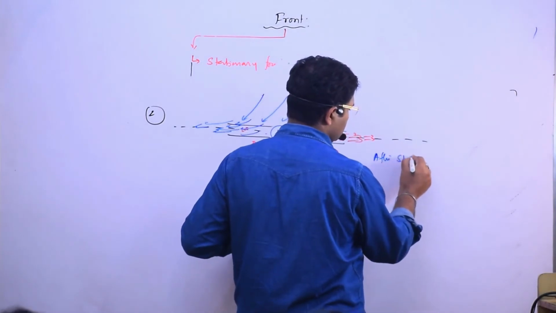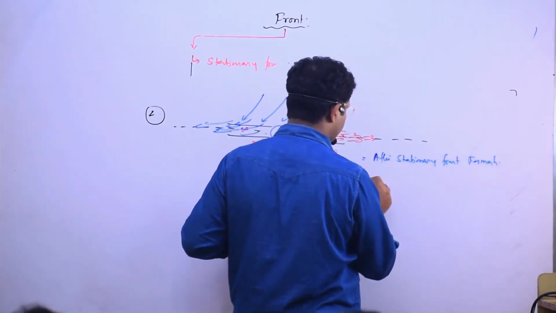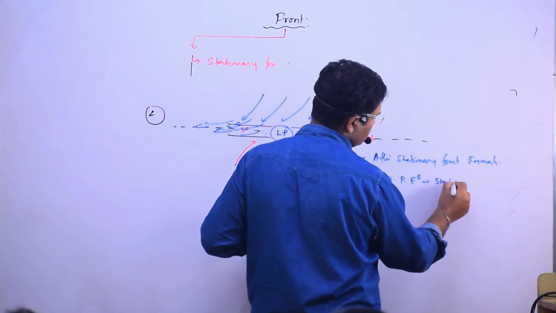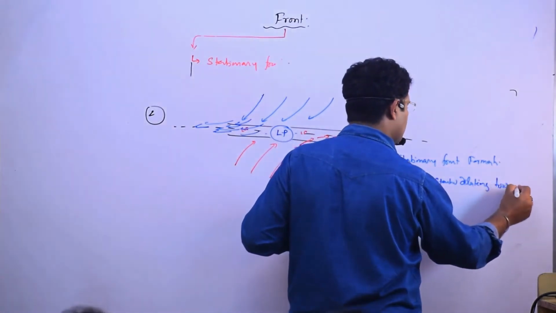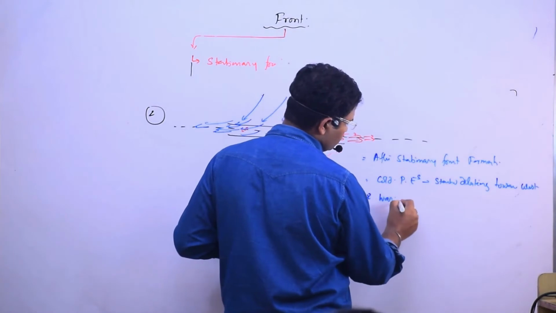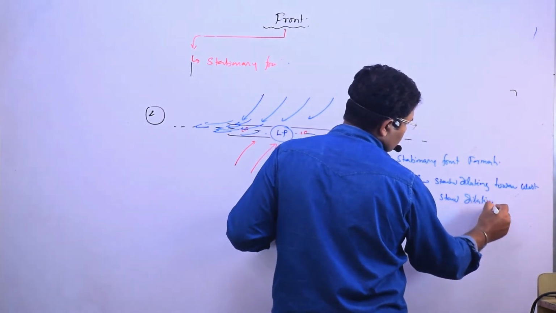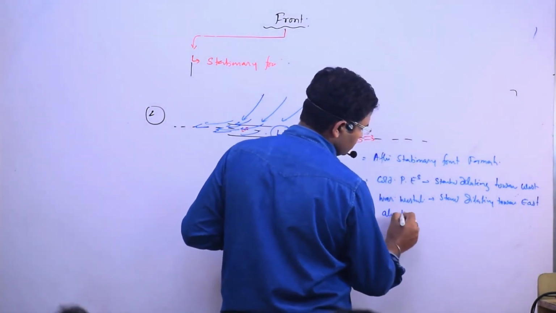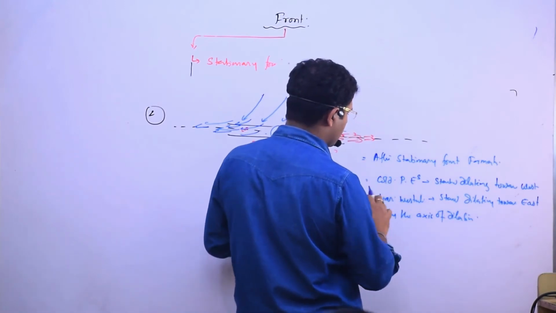After stationary front formation, what happened? Cold polar westerlies started dilating. Dilating is outward movement. Started dilating towards west, and warm westerlies started dilating towards east along the axis of dilation.